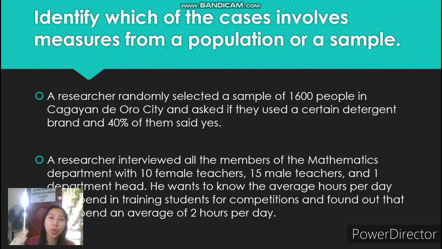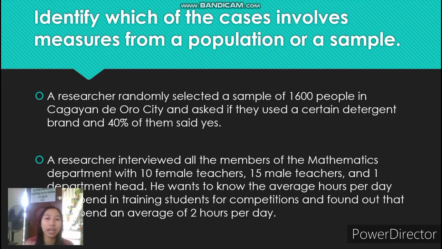Okay. So before we proceed with our main topic, let us first have these two cases in order for us to know how statistic and parameters are used in real life situations.